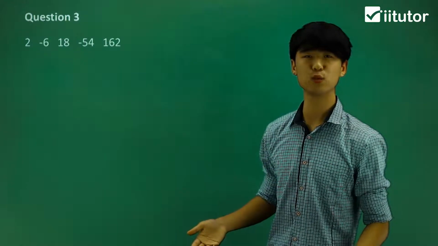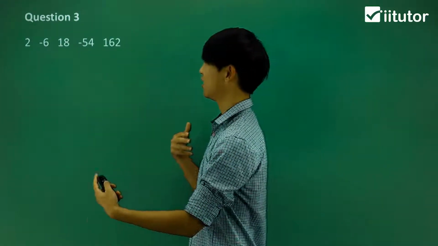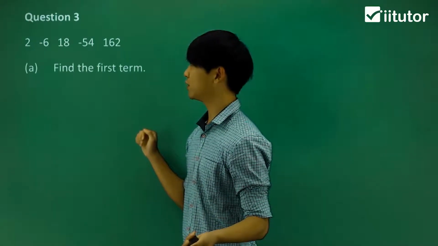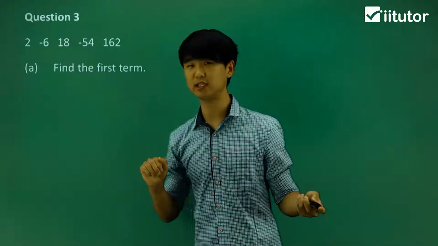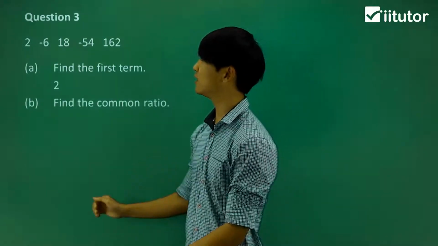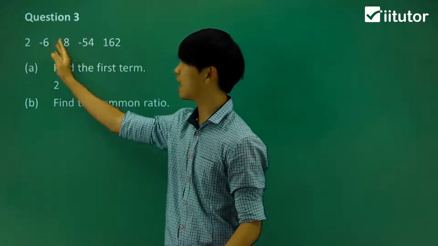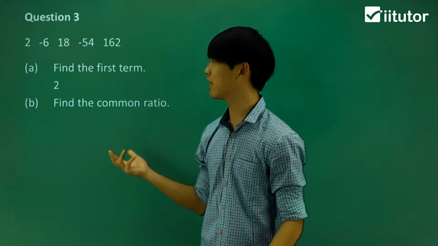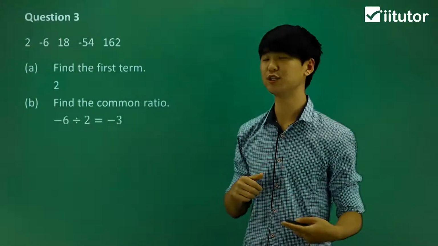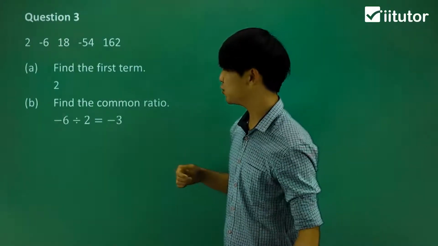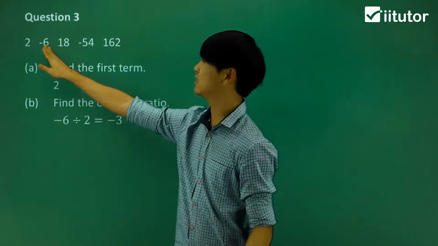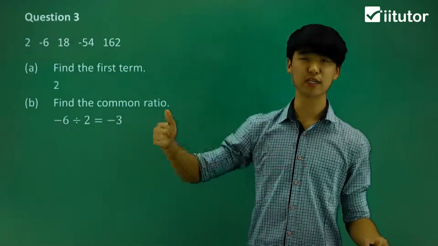Now if we take a look at the next one, we have some alternating numbers between negative and positive. Let's start off with the first term. The first term of the sequence is obviously going to be 2. And finding the common ratio, like I said, we could just look at the numbers and see which scale it goes up by, or I can just take the second number and divide it by the first. Negative 6 divided by 2 will give me a common ratio of negative 3. We can see if I multiply each term by negative 3, it's going to keep going down the sequence.